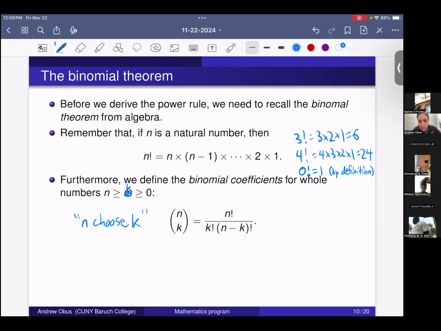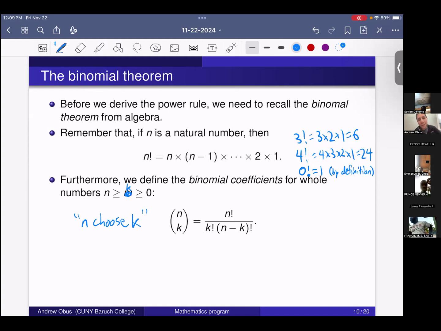Yes, Prince? As you said, 0 factorial is equal to 1. Is there any way to prove that 0 factorial is equal to 1, or is it just by definition in mathematics? I mean, that's a very good question.